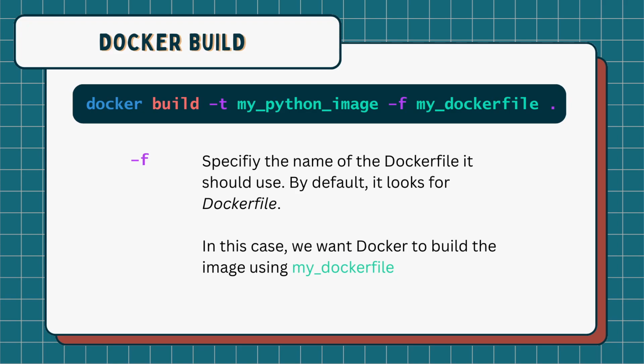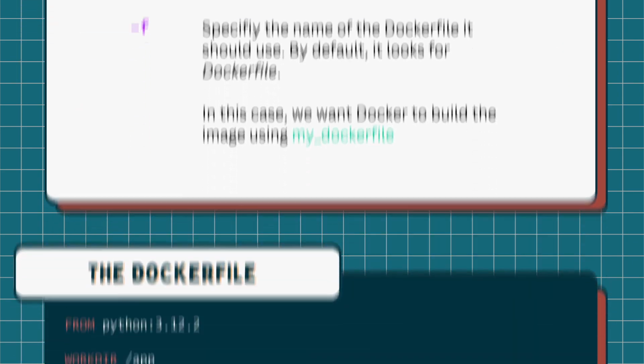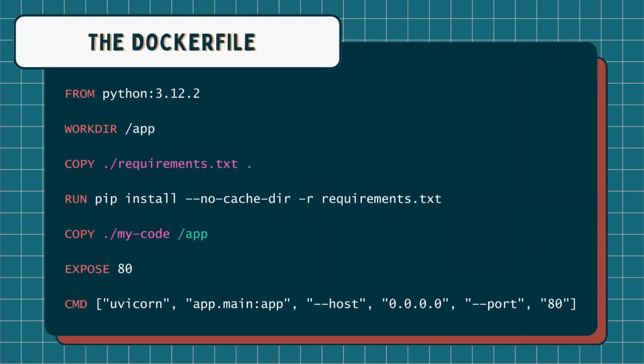By default, build will look for a file called Dockerfile, and if it is named something else, we need to use the -f flag to specify the name of the Dockerfile. In this case, I have a Dockerfile that is named my Dockerfile. Now, let's go through the Dockerfile itself.